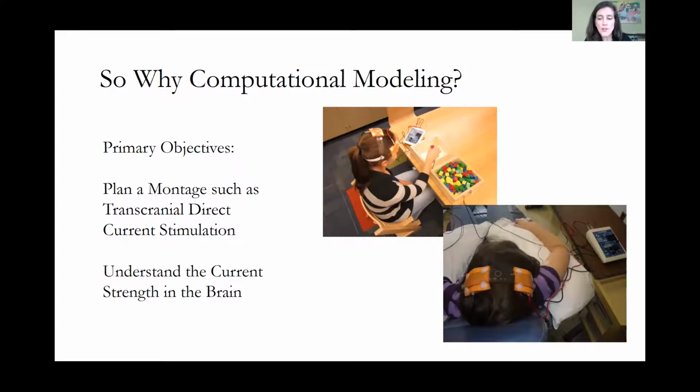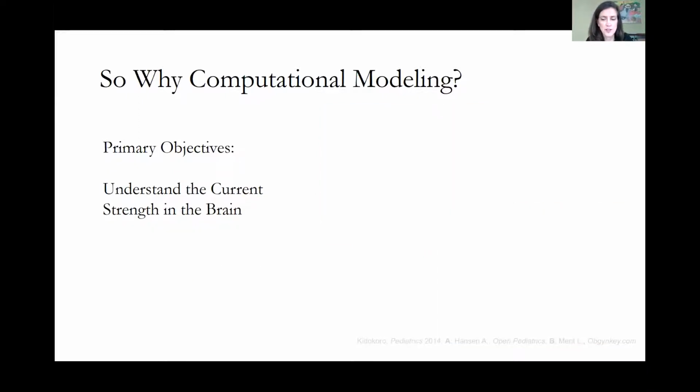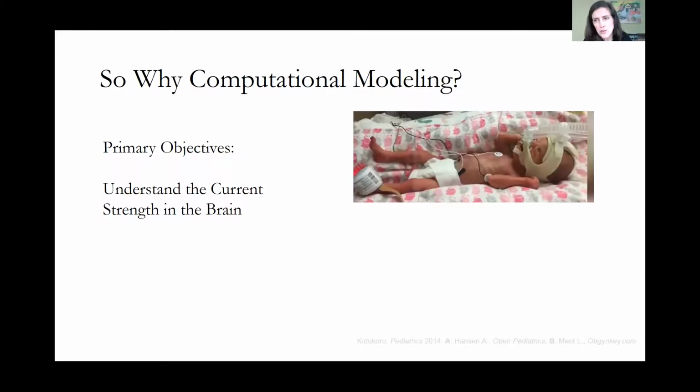Then also in terms of current strength, understanding what are the settings that you're using for the type of stimulation that you're imparting within these different sessions. Understanding the current strength in the brain becomes very important when you think about vulnerable populations, such as this individual who is a participant in one of our studies. She survived a stroke in the NICU, and when she was 6 months of age corrected for her prematurity, we assessed her brain excitability.